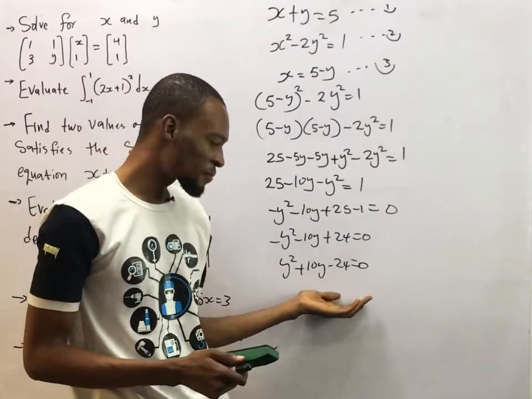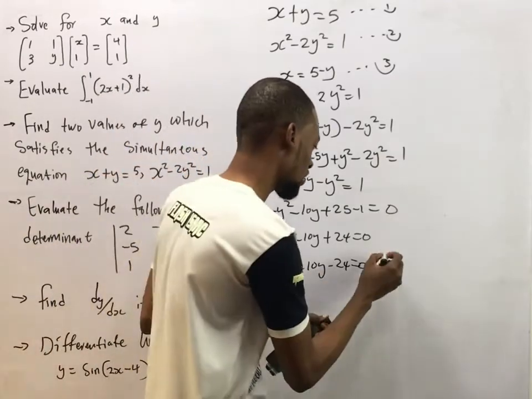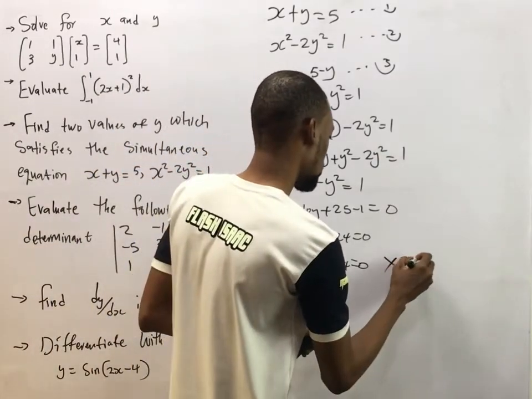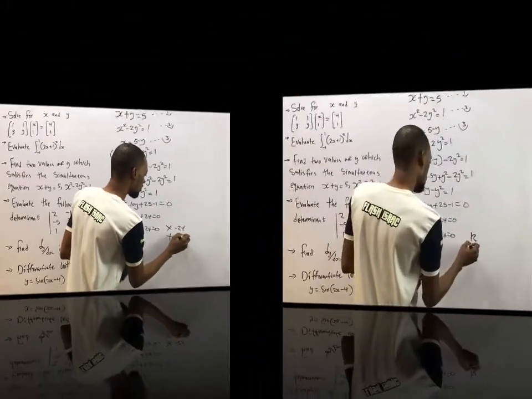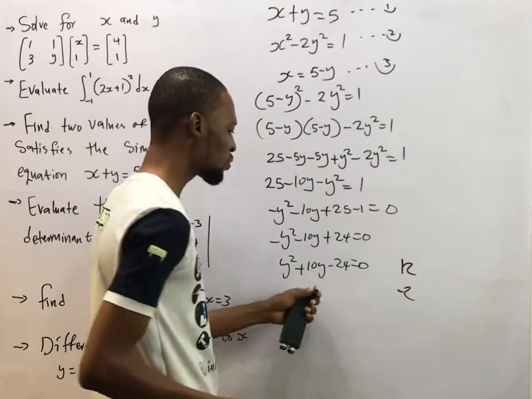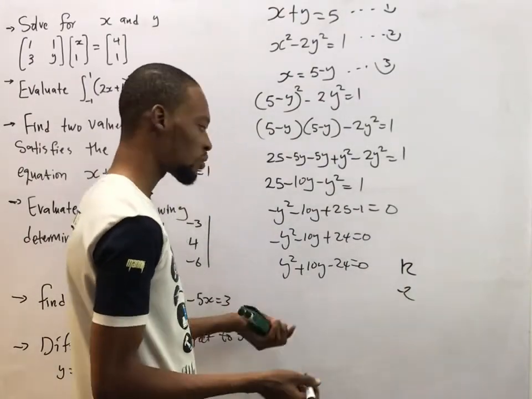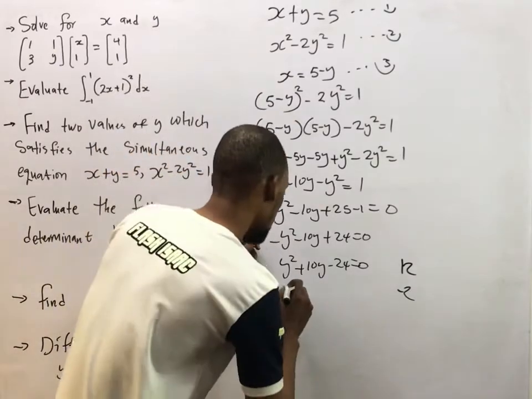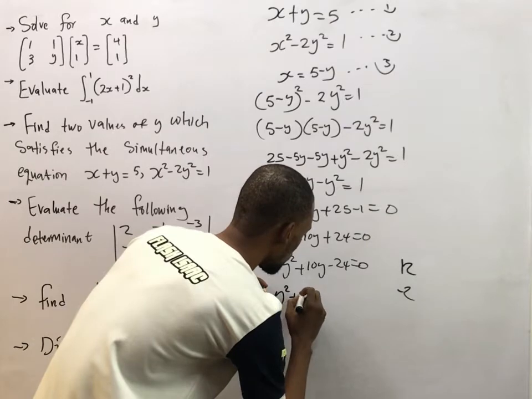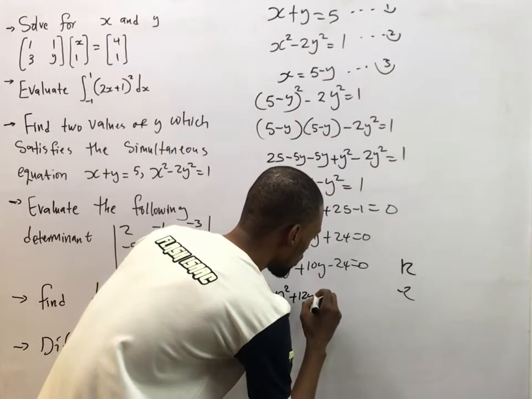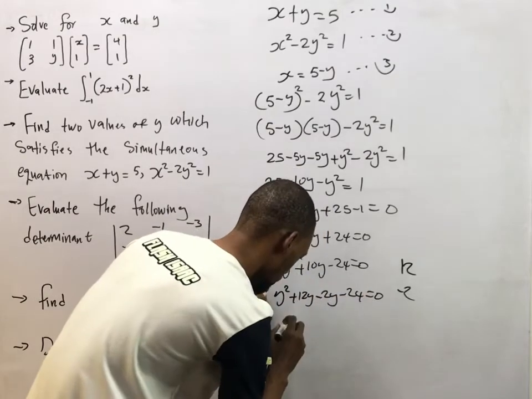And as usual, we look for two numbers that when we multiply, we'll get minus 24, and when we add, we'll get 10. 12 minus 2 will give you 10. 12 times minus 2 will give you minus 24. So that would work for us. So we have y squared plus 12y minus 2y minus 24 is equal to 0.